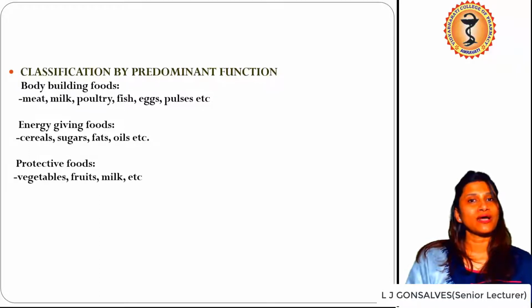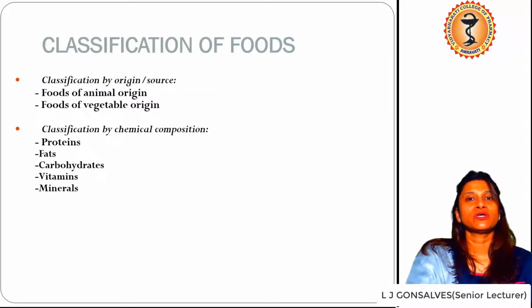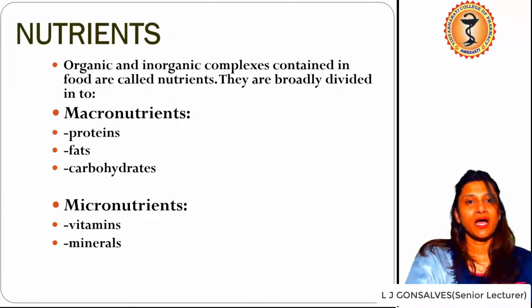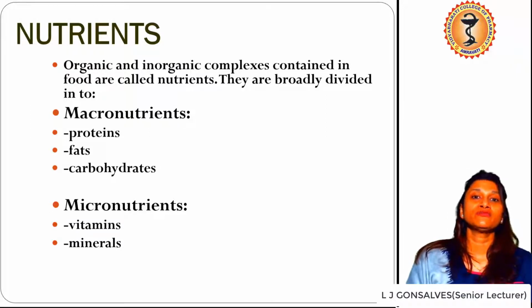All of you know what cereals are. Cereals are the various contents like rice, wheat, bajra, maize, etc. Protective foods include vegetables, fruits, milk, etc. So, today we have seen the classification of food. In that, there are three classes of foods, which is first by origin, second by chemical composition, and third by functions.